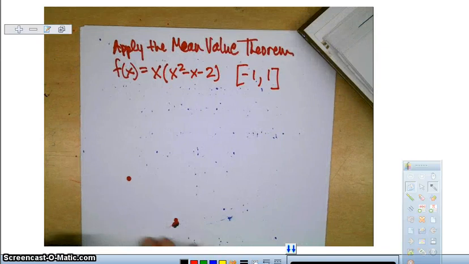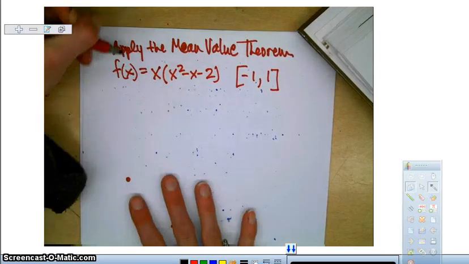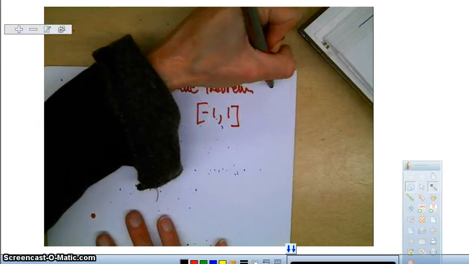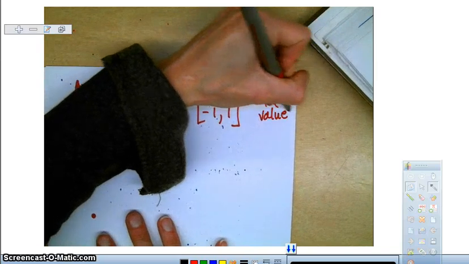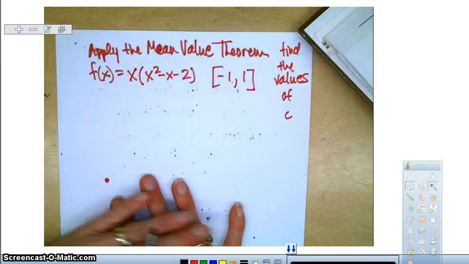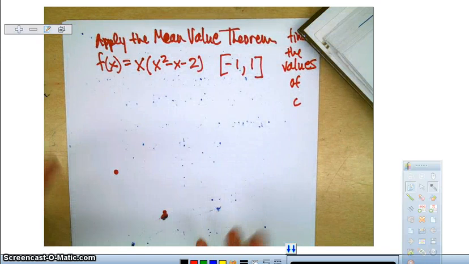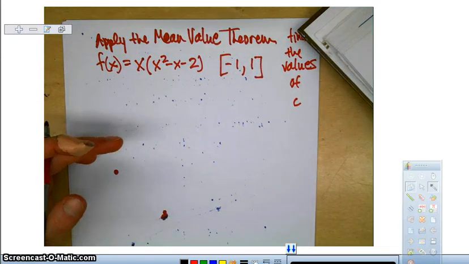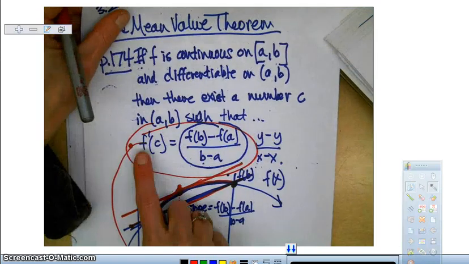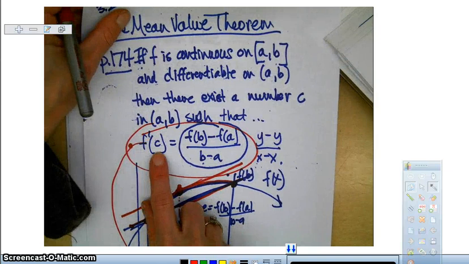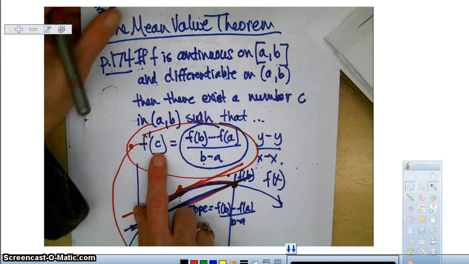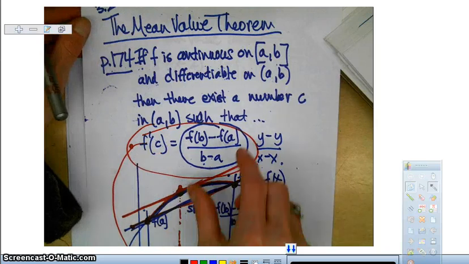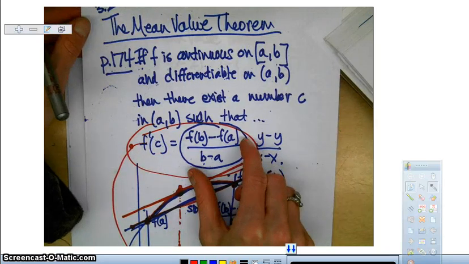So we would like to apply the mean value theorem, and basically what they'll ask you in the directions is to find the values of c. And you probably won't ever put c in, okay? But if you recall, the mean value theorem says f prime at some number in between a and b is equal to the slope of the endpoints. So you're basically going to set the derivative equal to the slope of the endpoints.